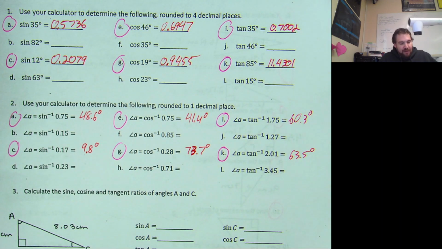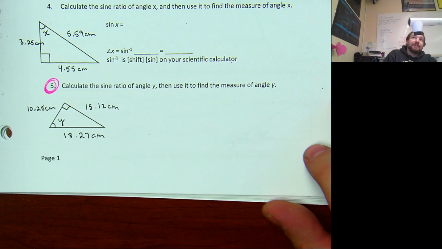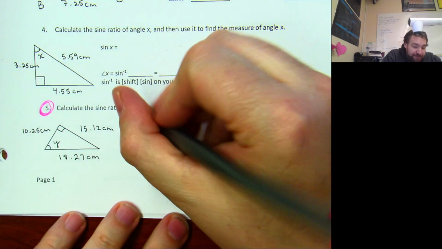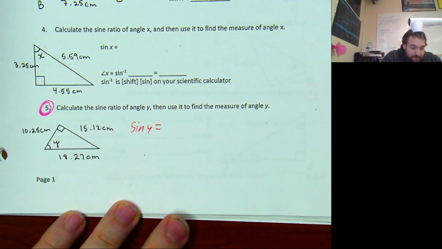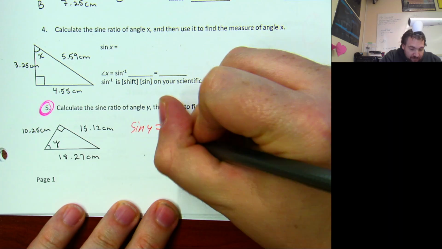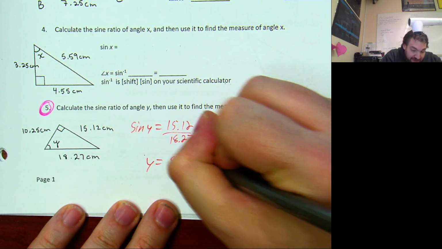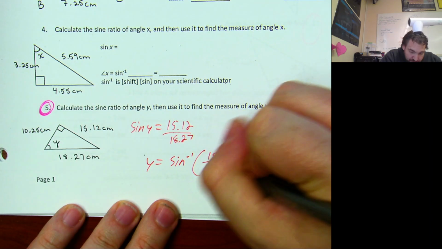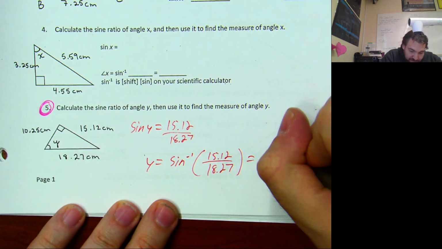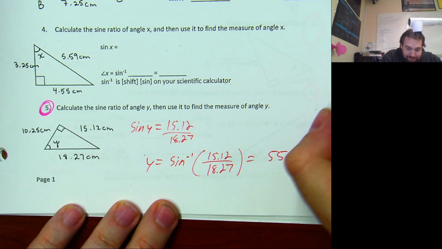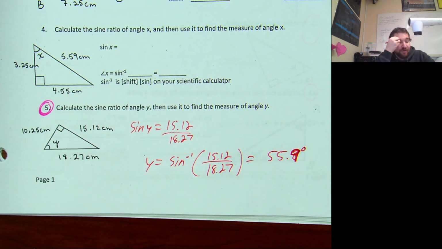You mistaken? Okay. Then jumping down here to number 5, I asked you guys to calculate the sine ratio of the angle, then use it to find the measure of angle y. What is sine y equal to? Over 18.27, which makes y equal to the sine inverse of this. 55.8. Okay. Or 8.5. Okay. 55.9 degrees.